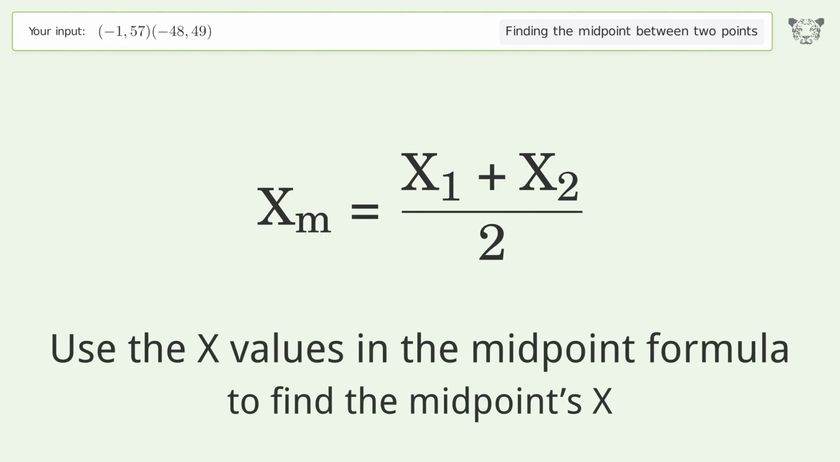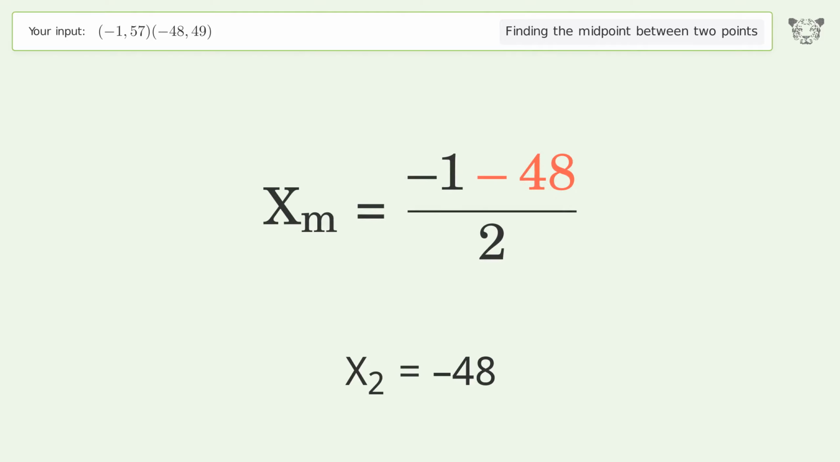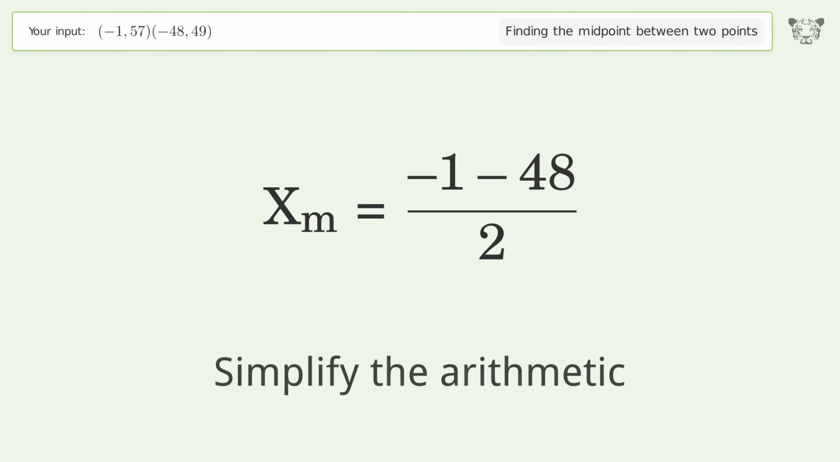Use the x values in the midpoint formula to find the midpoint's x. x1 equals negative 1. x2 equals negative 48. Simplify the arithmetic.